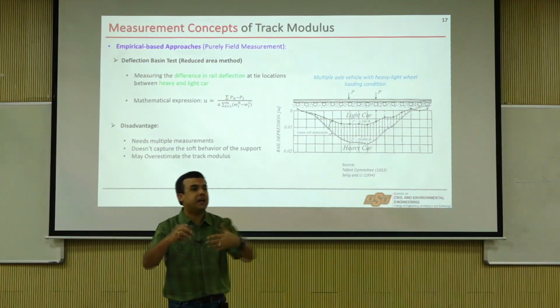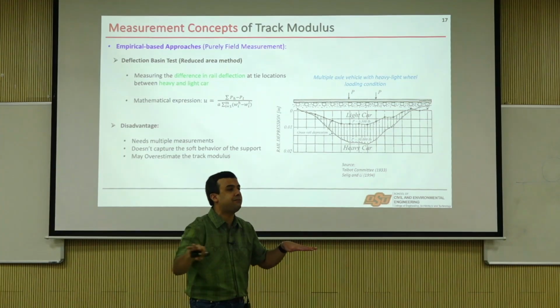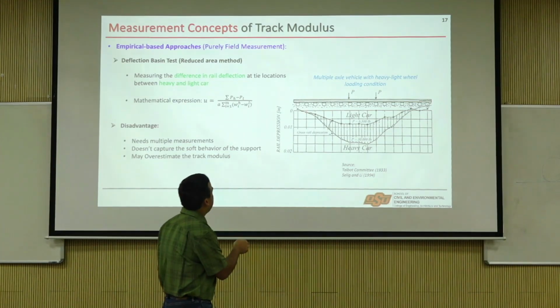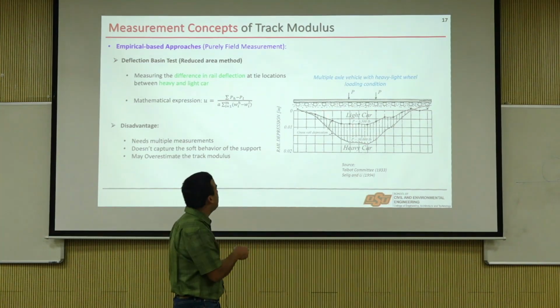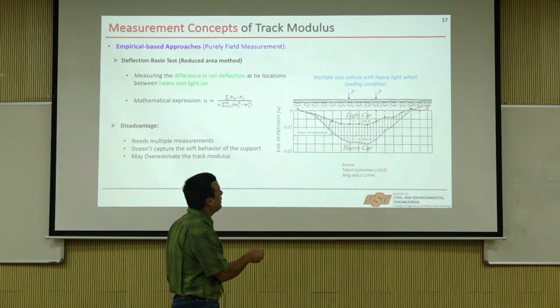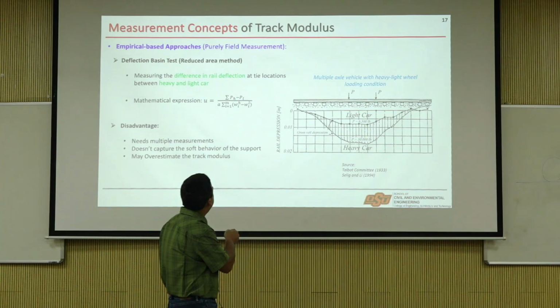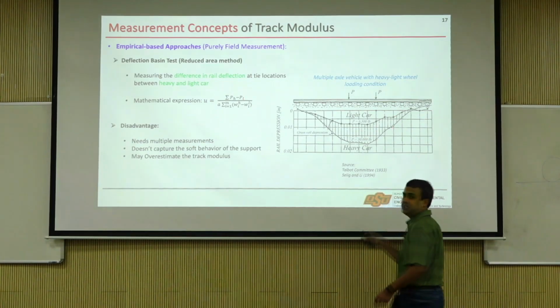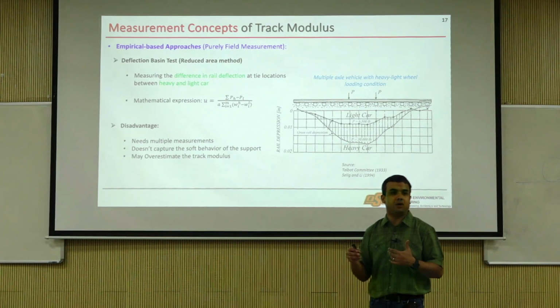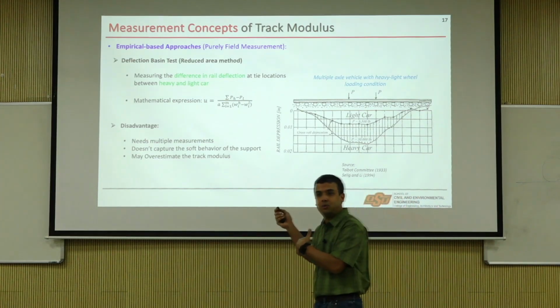So if you take a rail car, a light car, not loaded or maybe half full, and you load it, you have a deflection pattern, and then you fill it completely and measure another deflection pattern. The summation of PH minus PL, which is basically the difference in the load, heavy minus light, divided by the summation of the area or the difference in the deflection changes, actually gives you an idea of the modulus. So this is another measurement approach.